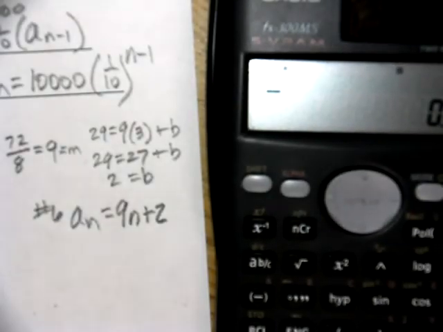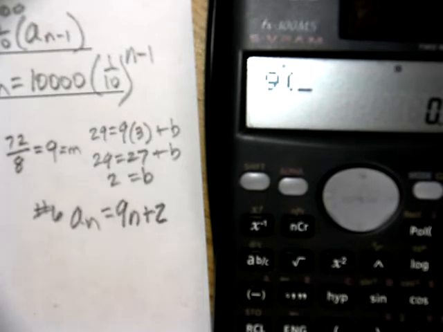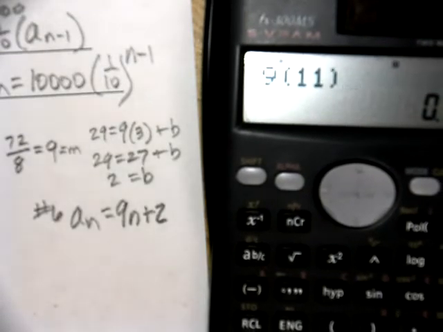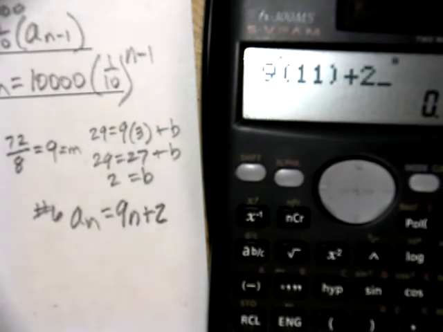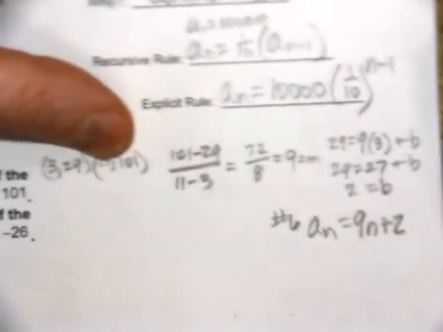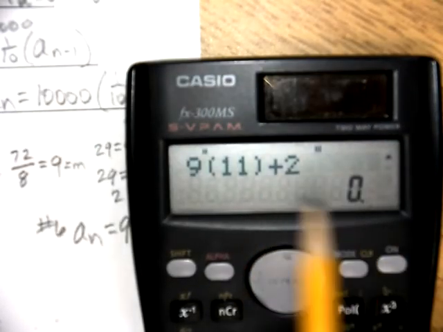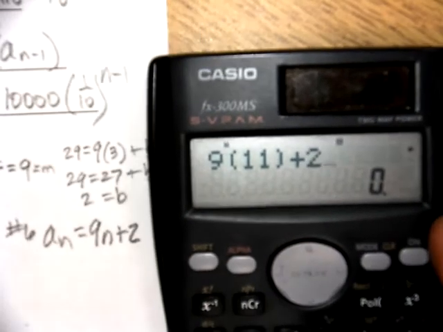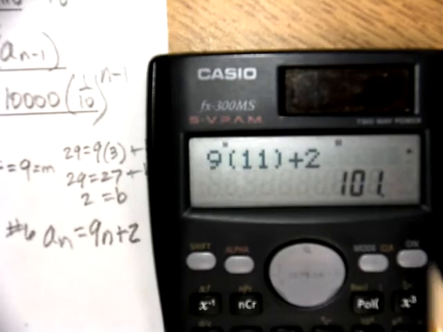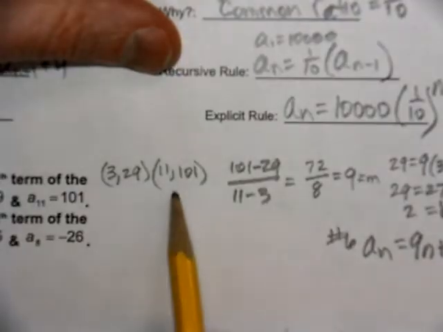So if we have 9n plus 2, if we plug in 11 and add 2 to it, we should get our answer using this point right here. The 11 for our x in our formula, we should get 101, which is what we had.